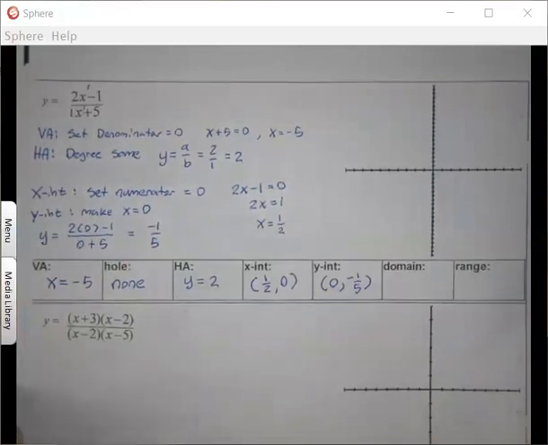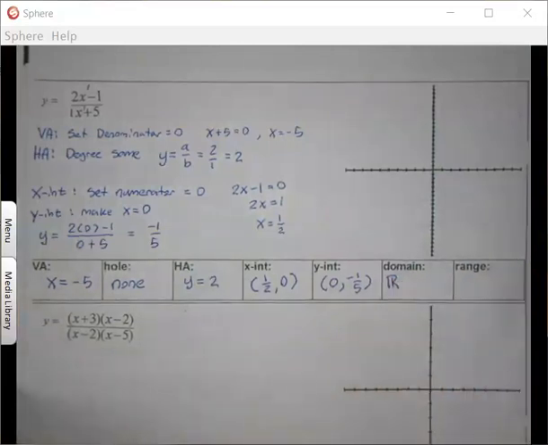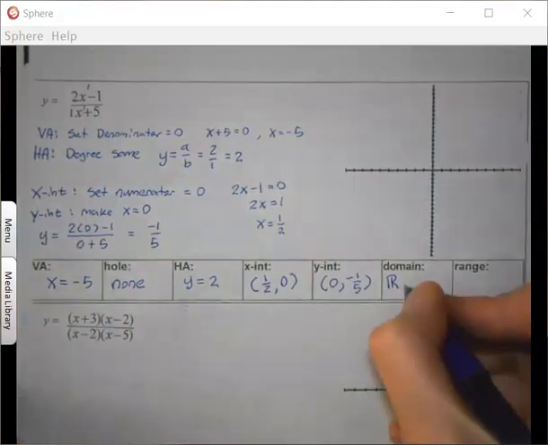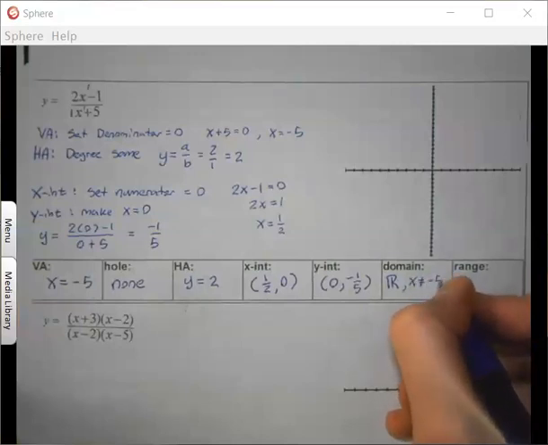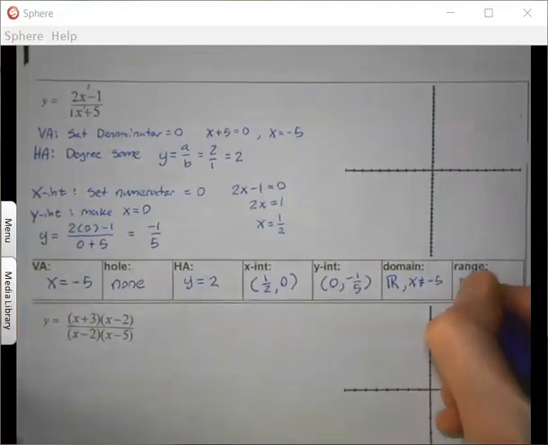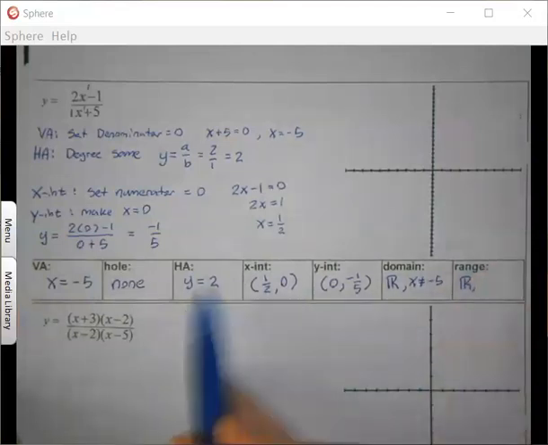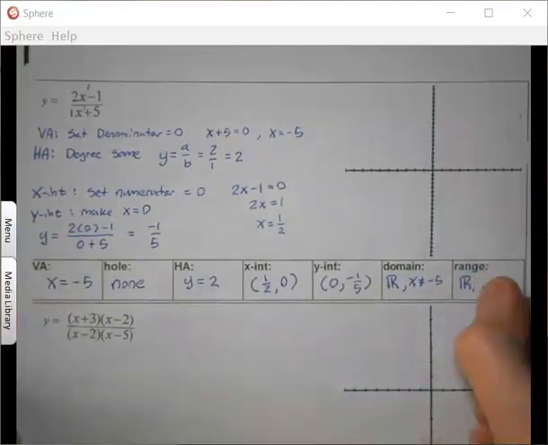Now we can just go ahead and put our domain and range in now. All right, so our domain is going to be all real numbers except where our vertical asymptote is. So all values except x cannot be negative 5. Our range is going to be all real except where our horizontal asymptote is. So y values cannot be 2.